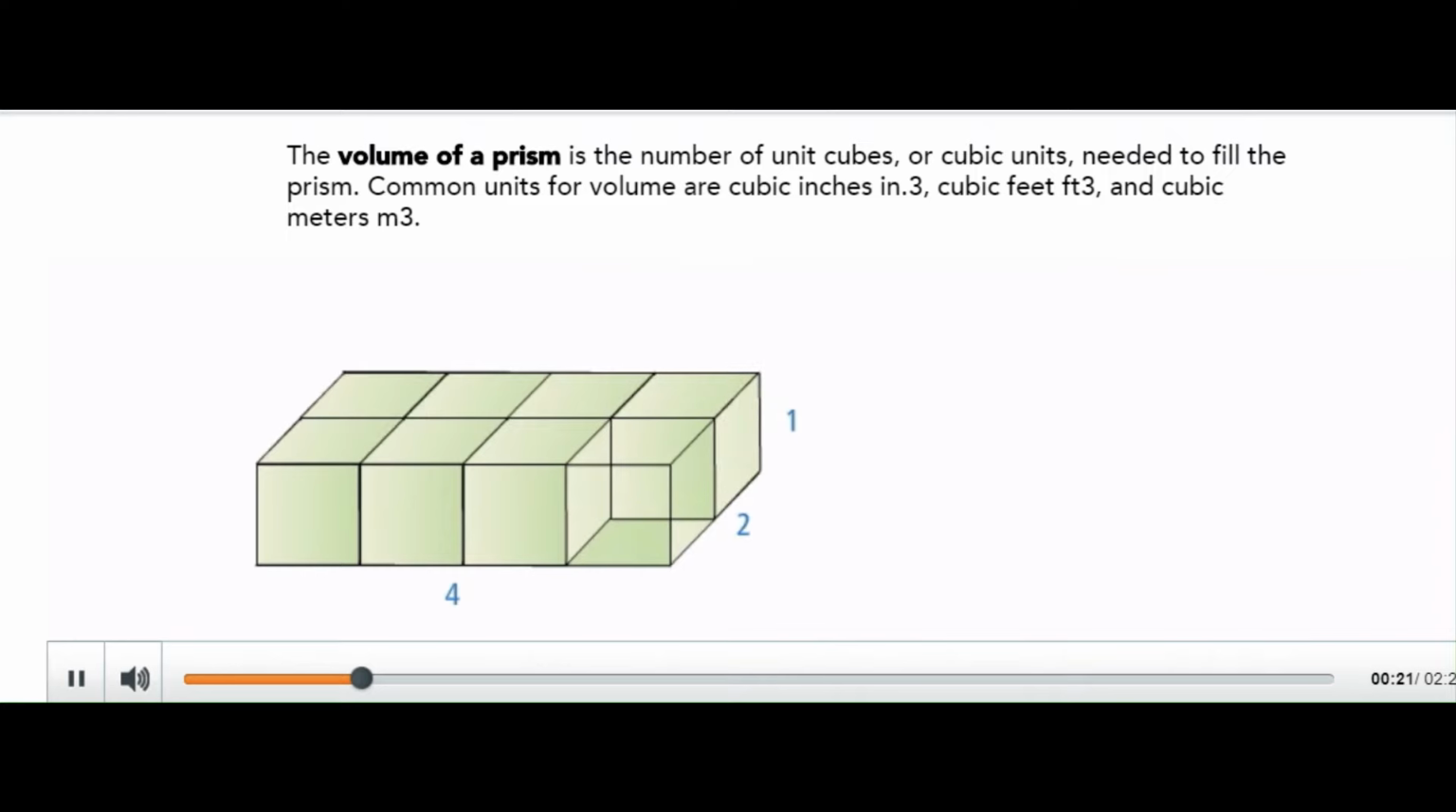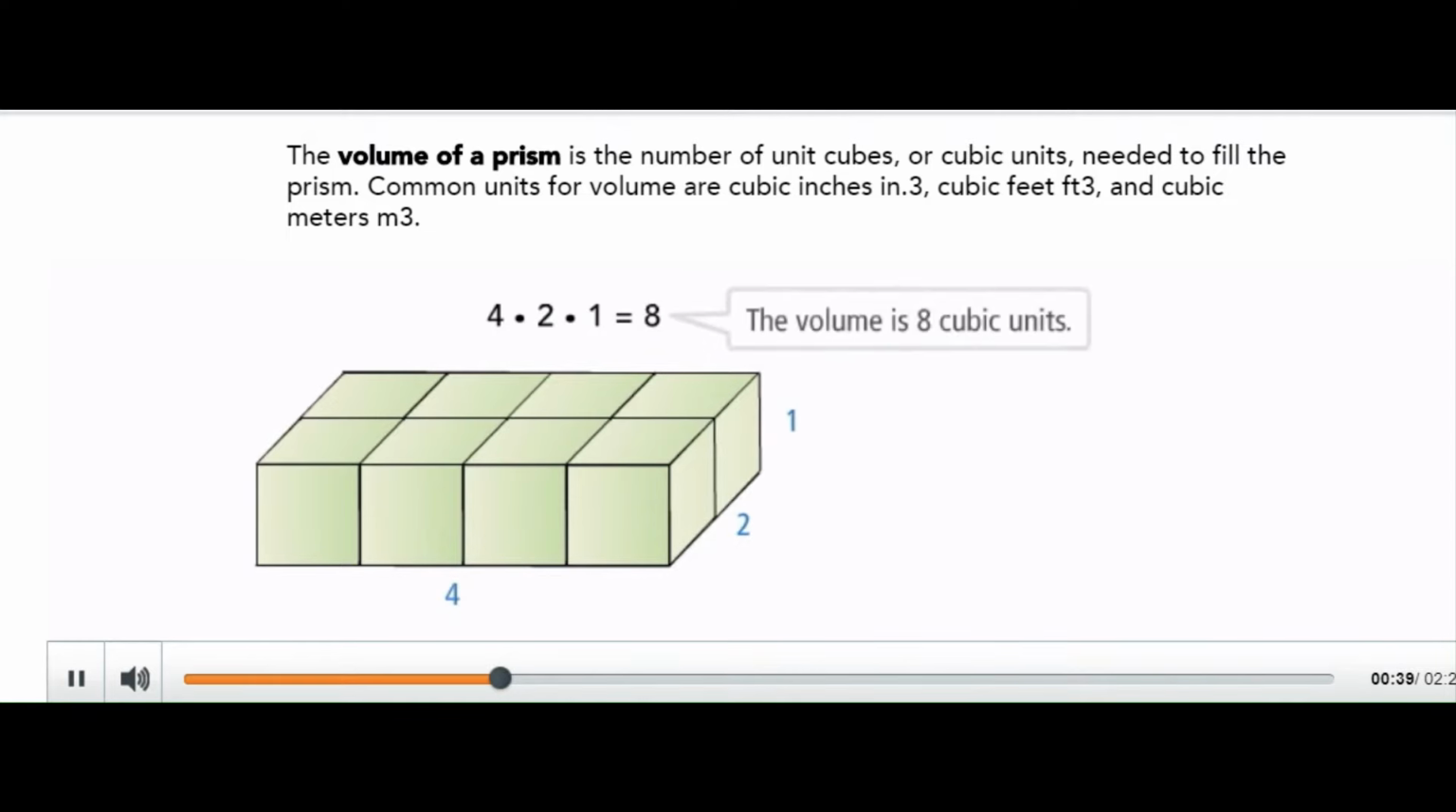So 4 times 2 times 1. That's easy. The number of unit cubes that fill the prism is 4 times 2 times 1, which equals 8. So the volume is 8 cubic units.